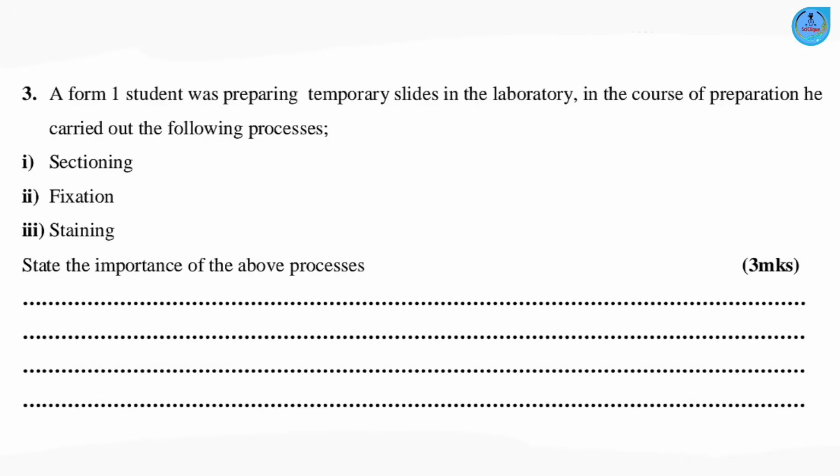Question number 3. A Form 1 student was preparing temporary slides in the lab. In the course of preparation, he carried out the following processes. Roman number 1, sectioning, number 2, fixation, and number 3, staining. State the importance of the above processes. Okay, so let's start with sectioning.